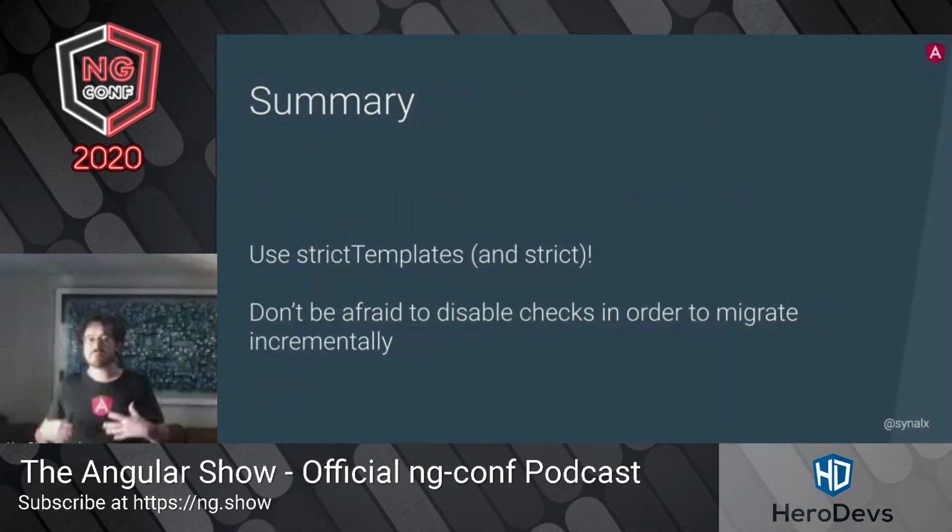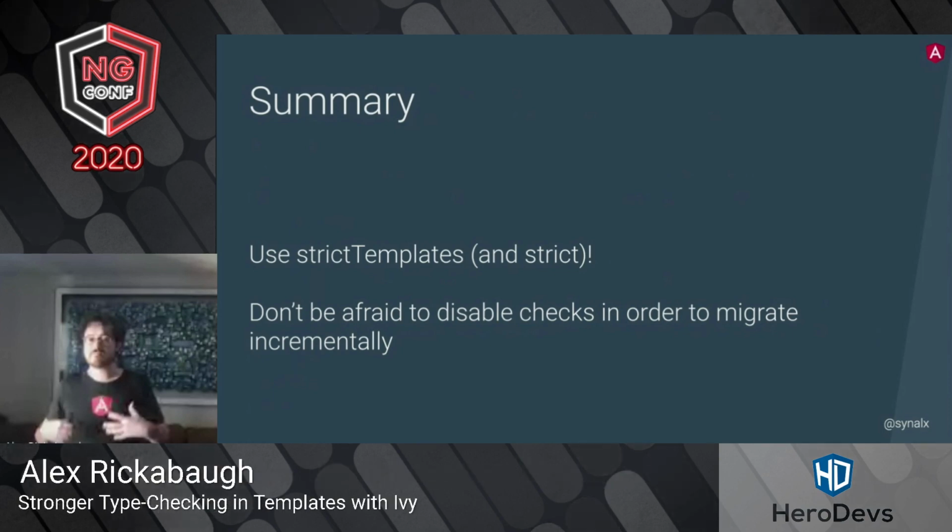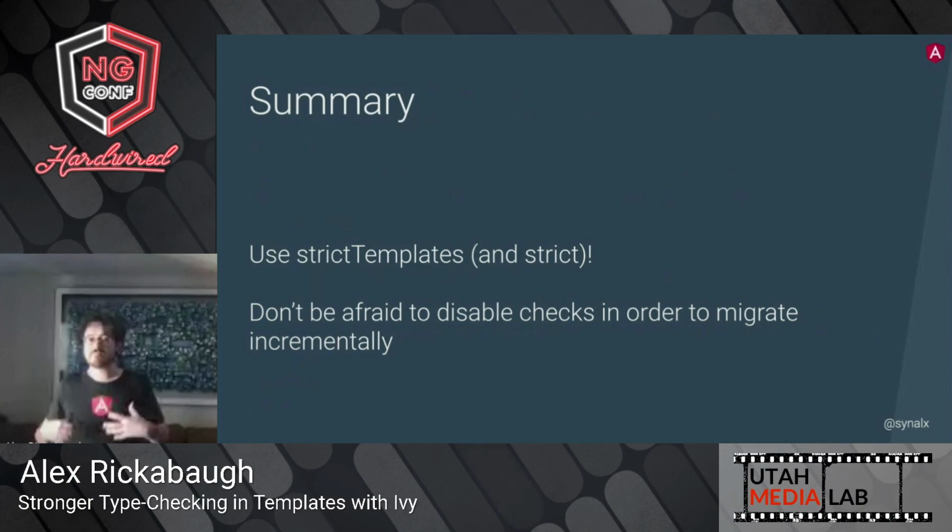So in summary, you should use strict templates. You should turn on strict mode in TypeScript as well, if at all possible. And don't be afraid to disable specific checks while you're migrating. It's much better to be partially strict for a while as you fix up errors in your templates than it is to never engage the flag because you just don't have time to go and fix all the errors in one sitting. Ivy has a very powerful template type inference and type checking engine.